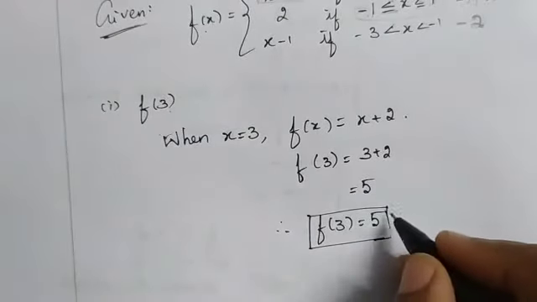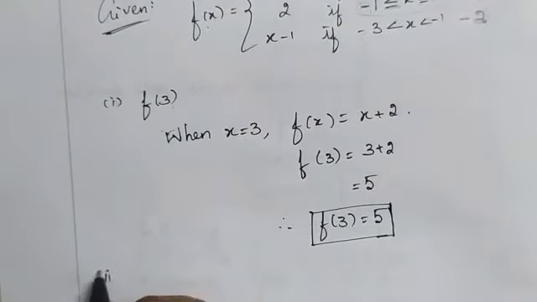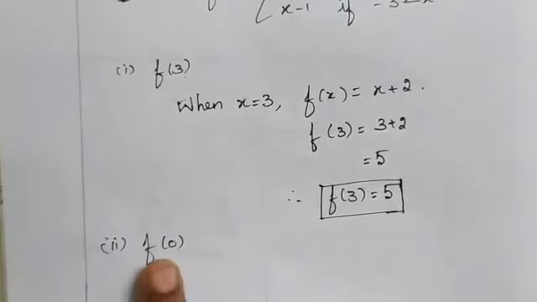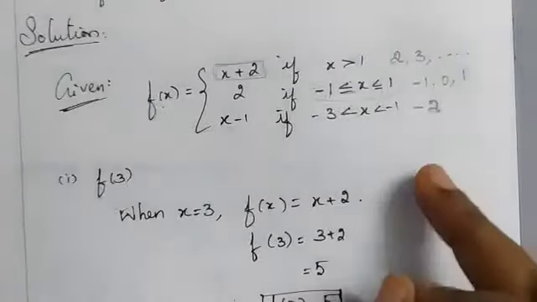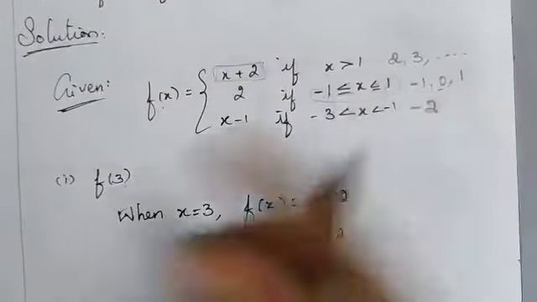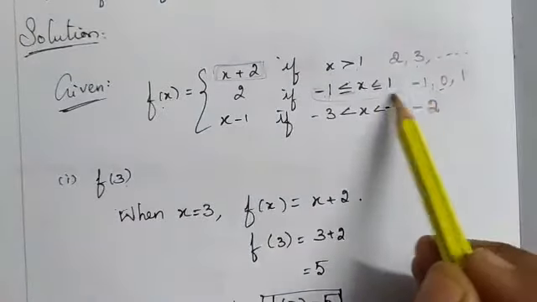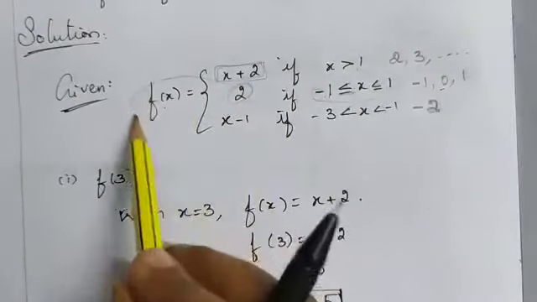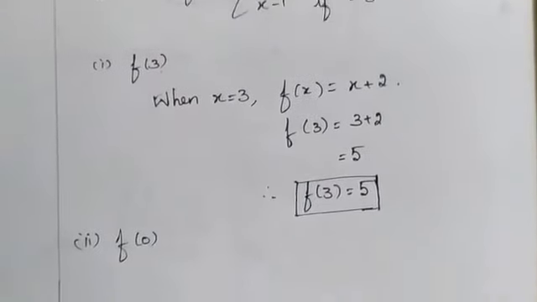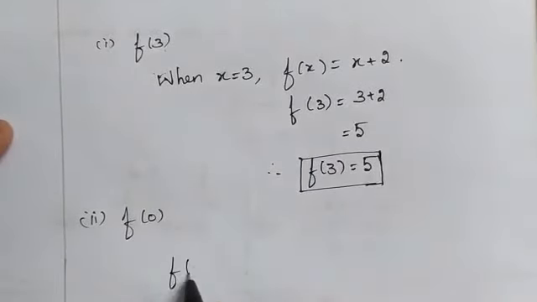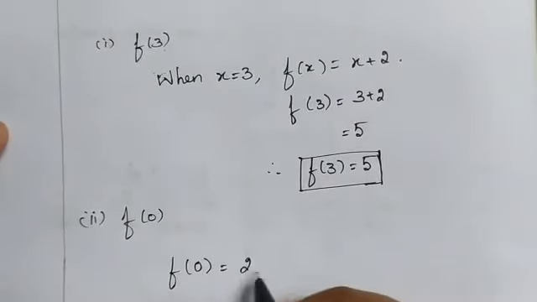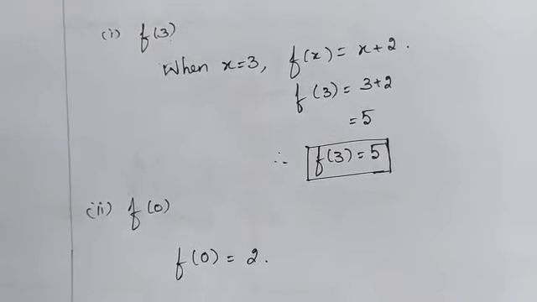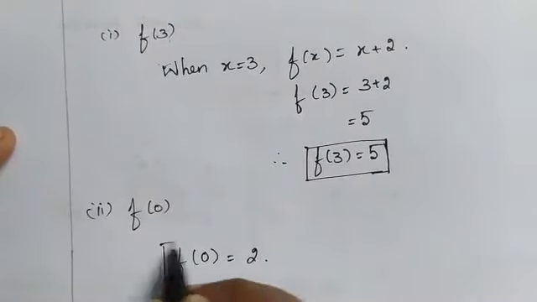Now find the second one, that is f of 0. Same procedure, the value of x is 0. Check here. Here you have 0. Therefore, you must take the equation f of x is equal to 2. Therefore, second part, f of 0 is equal to 2. When x is equal to 0, the value of f of 0 is equal to 2.